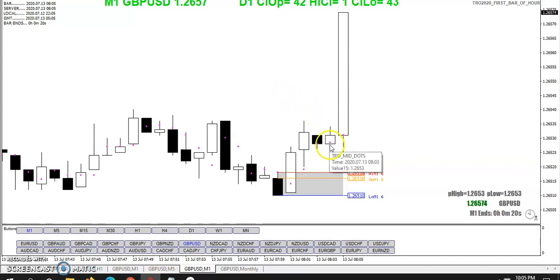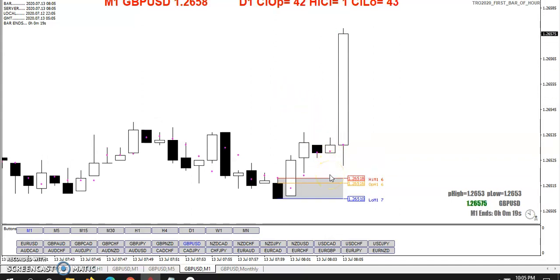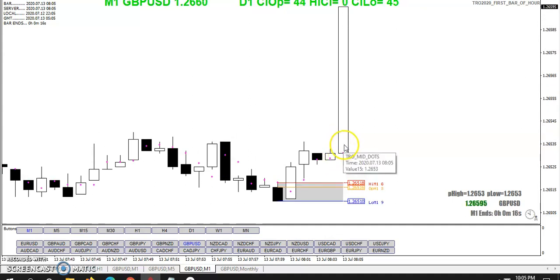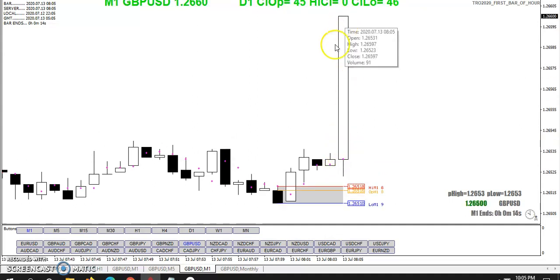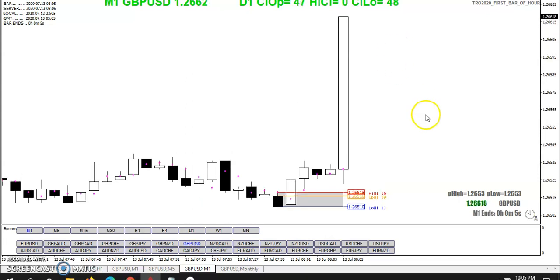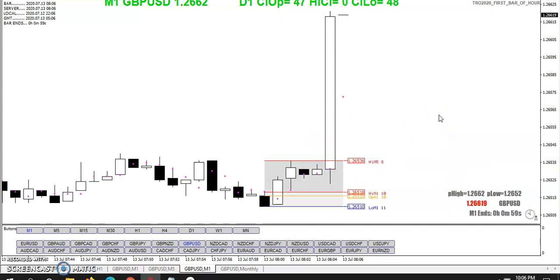Now, if it came back, I would have punched out. Here it opened pretty much at the mid dot, I'd stay in. And as you can see, it's making a pretty nice move right now. And so it broke out of the previous high of this candle. There's a nice move to the upside. So with this move, if I was scalping, I would take my money off the table.